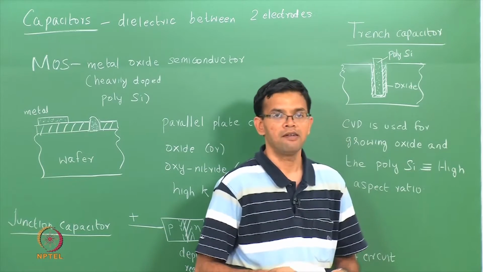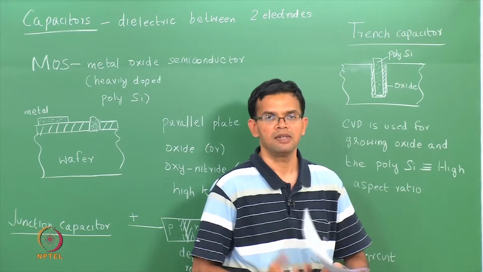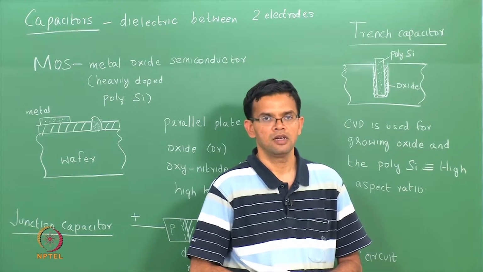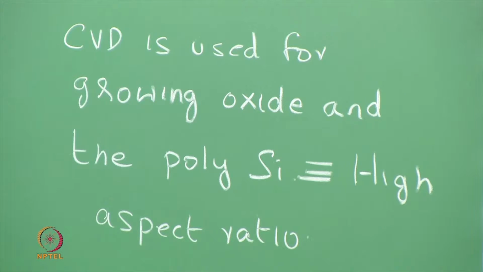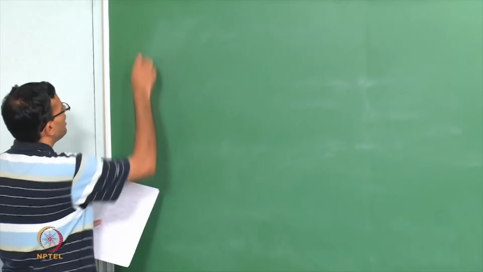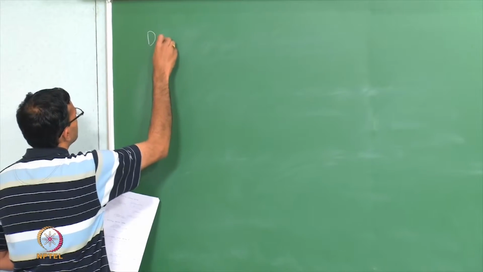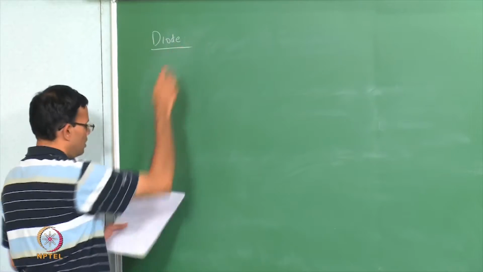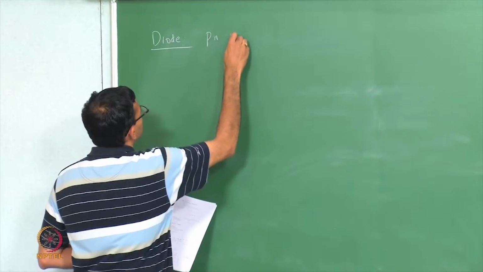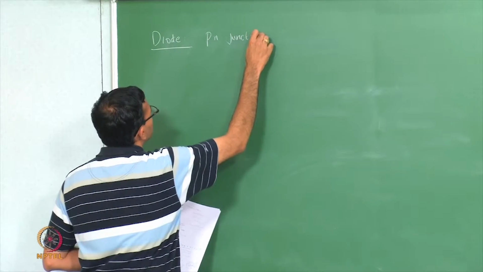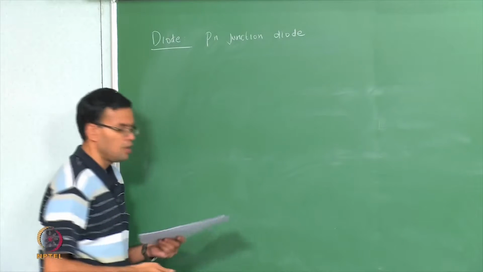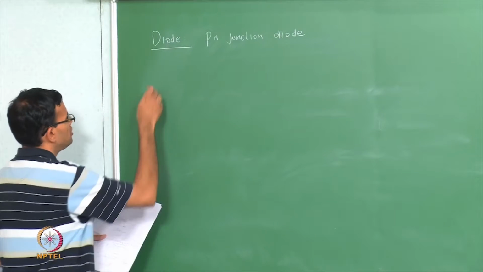So, we have looked at resistors, we have looked at some examples of capacitors. The next device we are going to look at is your diode. So, the next IC device we are going to look at is the diode, and the simplest example of your diode is your PN junction diode.